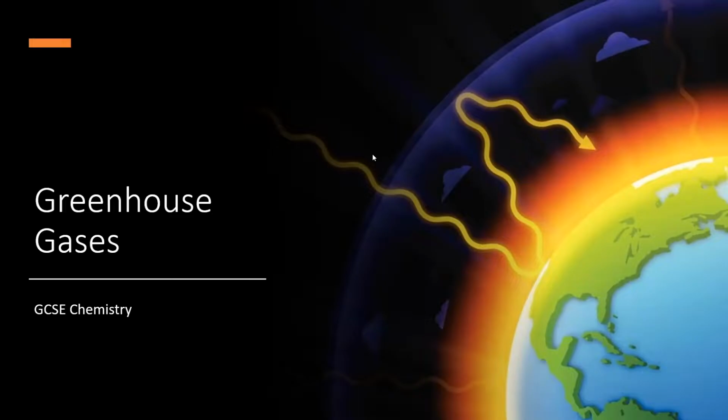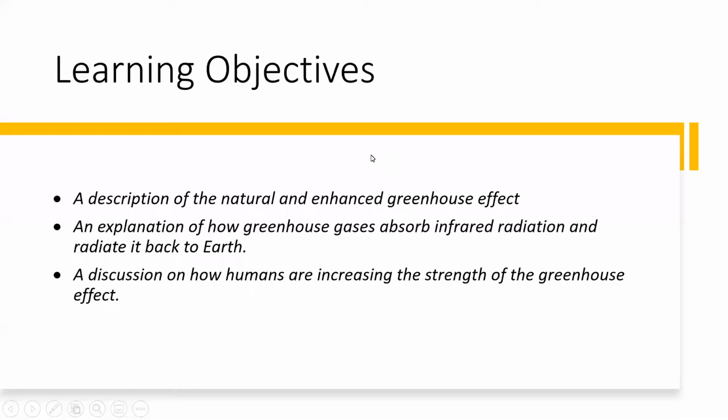Okay, so it's part of GCSE chemistry. So learning objectives. We're going to look at a description of the natural and enhanced greenhouse effect, an explanation of how greenhouse gases absorb infrared radiation and radiate it back to Earth, and a discussion of how humans are increasing the strength of the greenhouse effect.